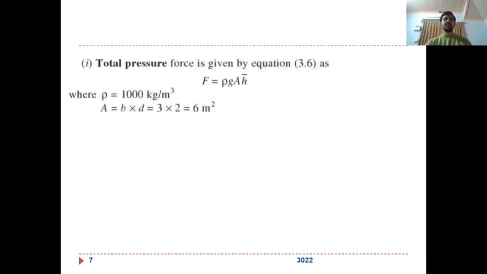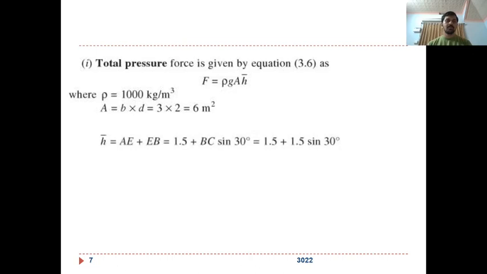Now the first thing, total pressure. It is a very simple, direct equation, same as that for the vertical plane surface: F = rho g A h bar. Since it is water, rho is 1000 kilogram per meter cube. Area is B into D for a rectangle. Now h bar.